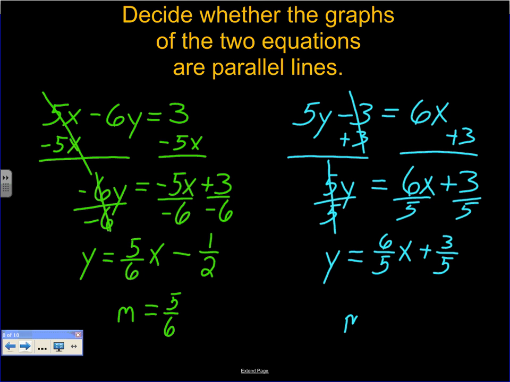And the slope in this case, 6 over 5. Compare the two slopes. The left one is 5 over 6. The right one is 6 over 5. Those are not the same slope, so those are not parallel lines.